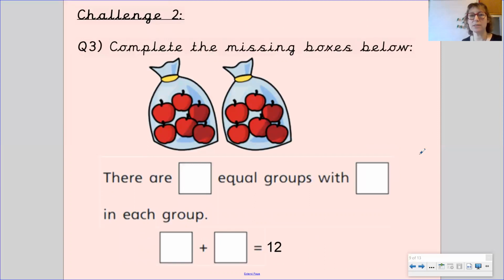So challenge 2, these are getting a little bit harder. I think there are more in each group, which makes it a little bit harder. So how many groups have we got? We've got this group here and this group here. And how many in each group? So can you write the sentence, the stem sentence, and can you write the repeated addition?